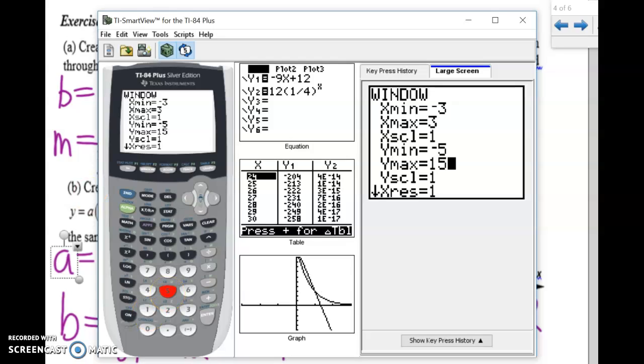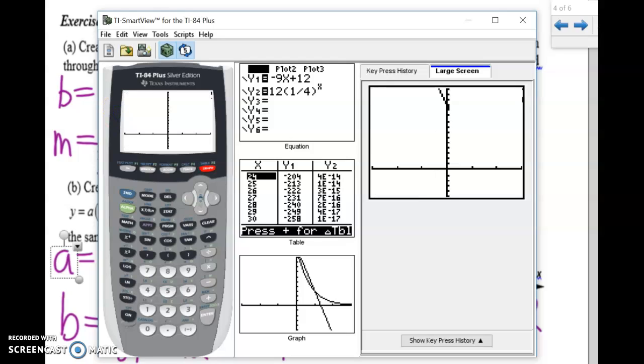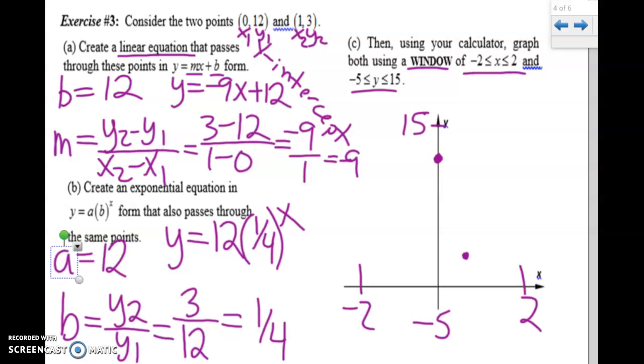So 1, 5. So you change your window to make the graph look a little bit differently, because what you're going to see is the difference between a straight line, a linear function, and a curved line, the exponential function. So there they are. All right. From here, we just want to take that picture and sketch a graph.